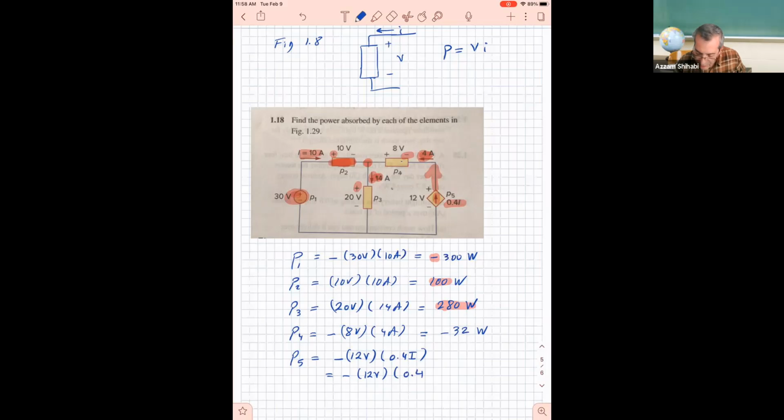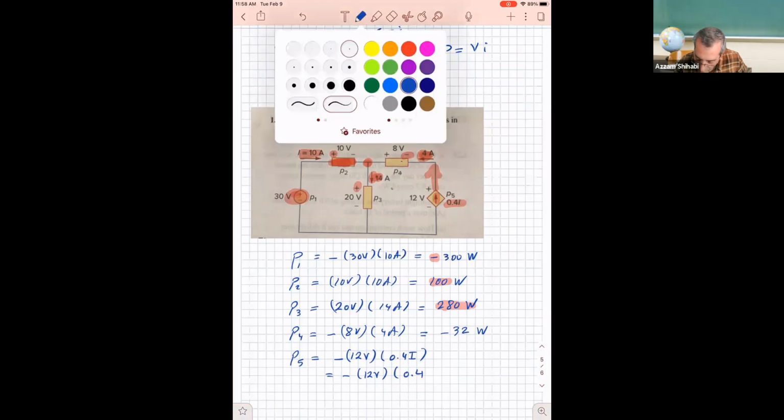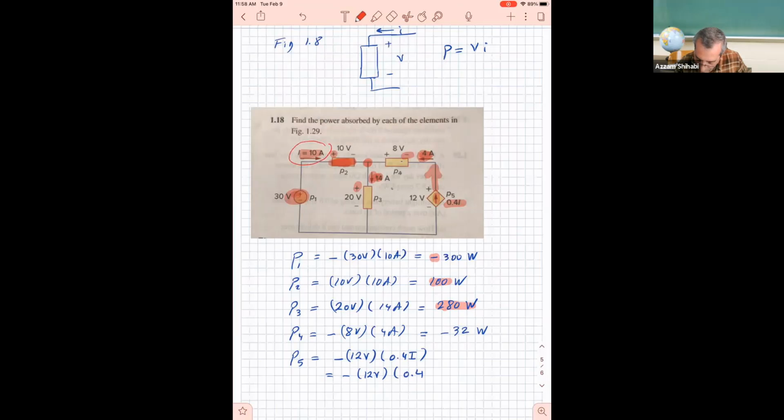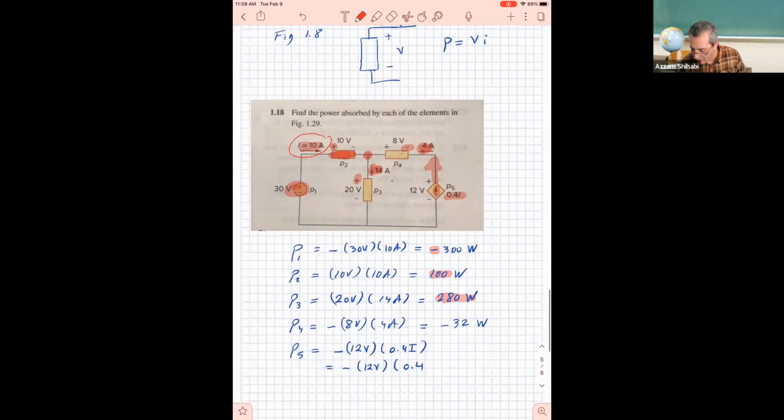Where is I? I is right here, 10 amps. So the current coming from this source is 0.4 times the current coming from the battery. So 0.4 times 10.